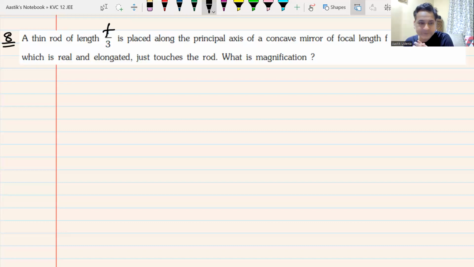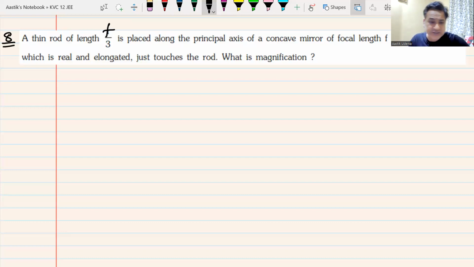Longitudinal. Well, 1.5, sir. 1.5 is correct. Well done. Someone got the answer so quickly. Well done. We will discuss this question in the next class. Don't worry. We'll solve more questions in the next class.